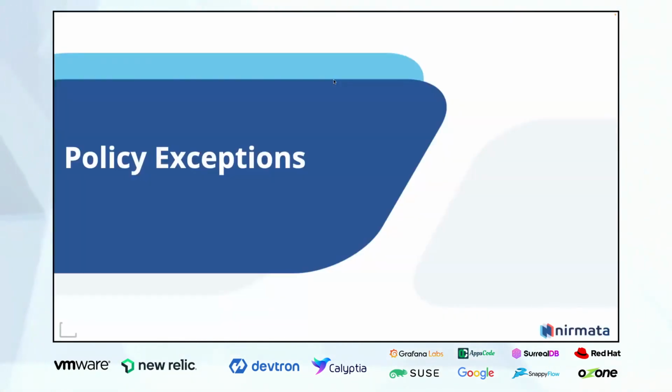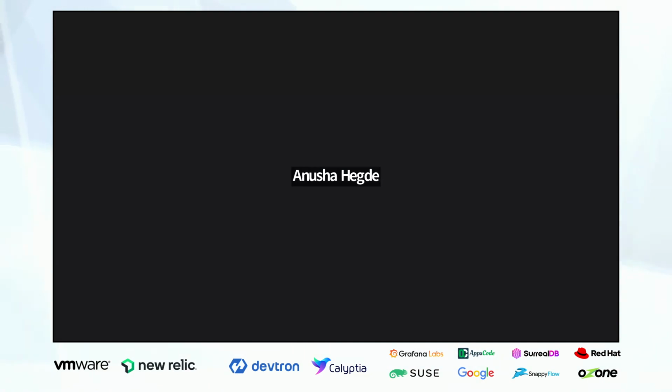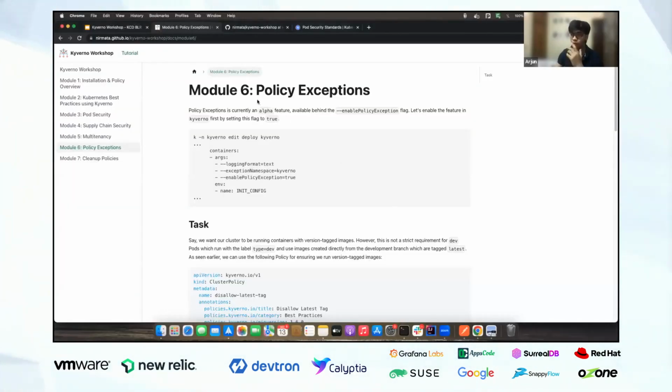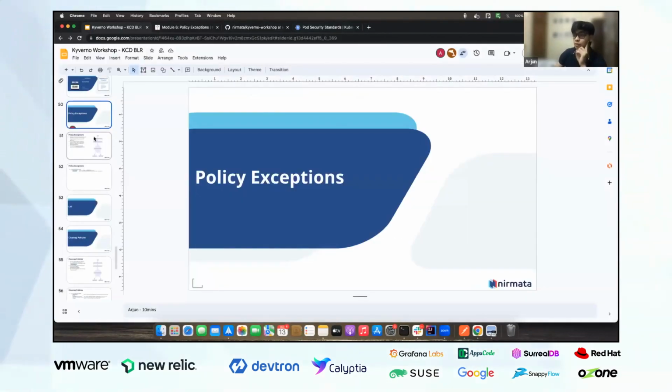The next module is going to be on policy exceptions. This is a new feature that was introduced in 1.9, and Arjun will take us through it. So far we have been talking about policies, right? All of them have been policies doing validation, mutation, generation. We have talked about verify images as well.